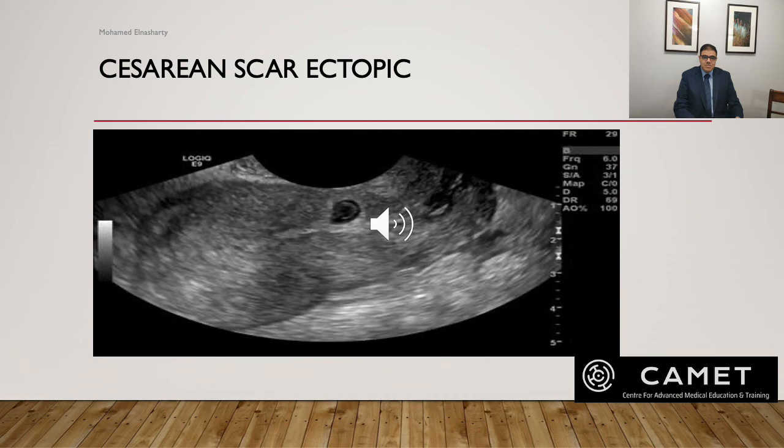The excisional technique has an advantage of incorporating a repair of the scar, because we are actually excising the scar with the pregnancy and then repairing the scar back, but the procedures are technically more difficult and invasive. It is not known whether scar repair reduces the risk of recurrent scar pregnancy or scar rupture in future pregnancies.